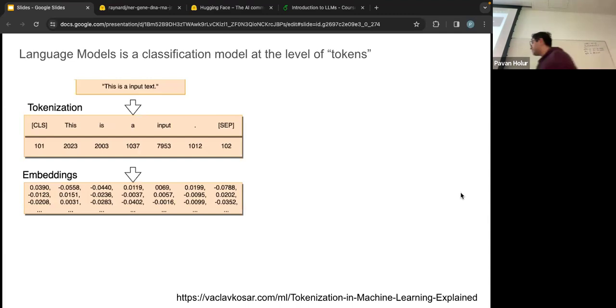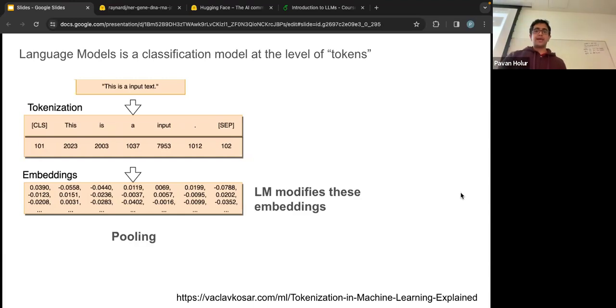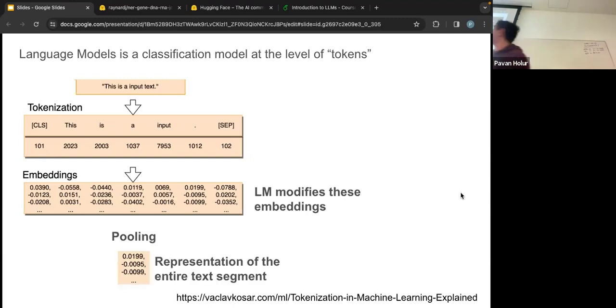One of the most important things before we get started on how to do that is to recap that, given an input sentence, it's broken up into tokens. Each of the tokens is embedded. The language model takes these embeddings and modifies them. And we call this pooling. Pooling means average. We take the average across all these embeddings and generate one representation that is representative of the entire text segment.